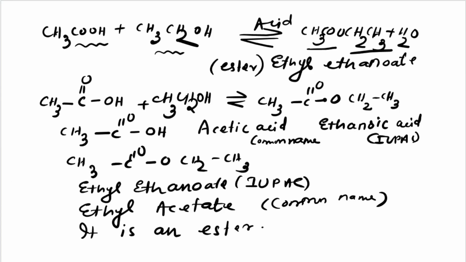Then you can see here CH3CO, double bond O, single bond O, CH2CH3. This is the expanded way, you can understand easily. This is the ethyl part. This is the ethanoic part. So what is the name? Ethyl ethanoate. It is an ester. What is the common name? Ethyl acetate.